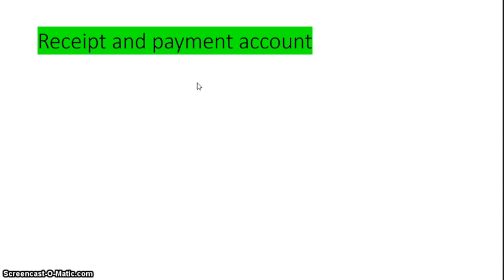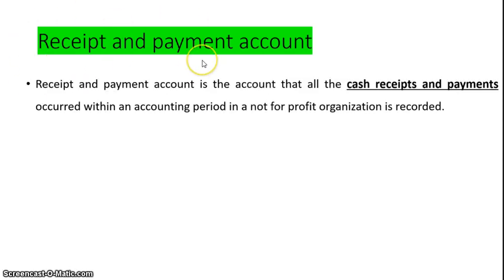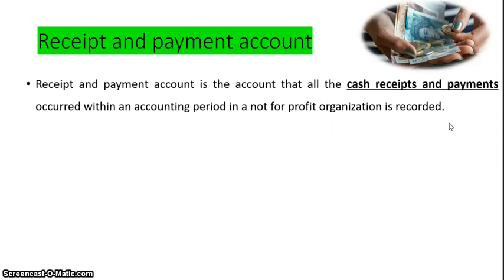So first we are going to talk about an element that we will learn here in not-for-profit organizations, an element of financial statements, the receipt and payment account. What is this receipt and payment? By the term itself, you can all see receipt and payment. The receipt and payment account is the account in which all the cash receipts and payments that occurred within an accounting period in a not-for-profit organization are recorded. All the cash related transactions, remember cash, not credit, okay? Cash related transactions are recorded in this receipt and payment account.